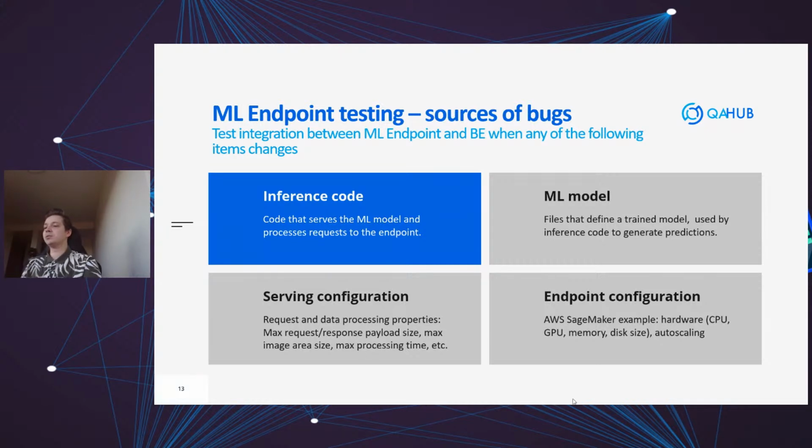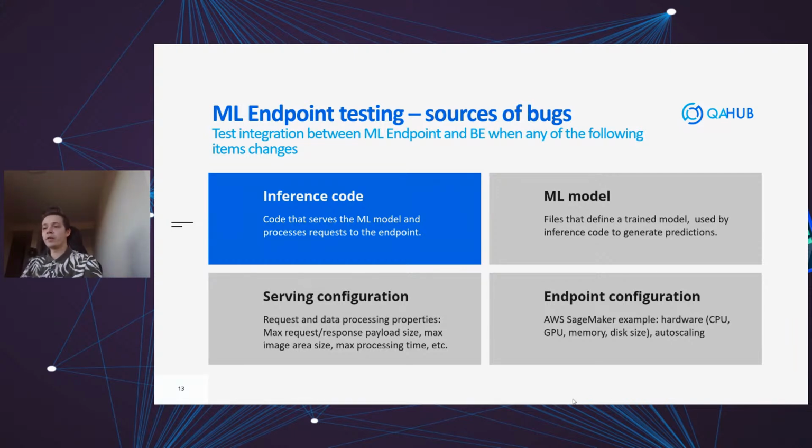Then we have the ML model itself. Remember, this is just a file or files that define a trained model. Inference code uses these files to generate predictions, and both components are required to predict something. So we need inference code plus trained model. That's why we have to make sure that code and model are compatible and they generate expected predictions, and simply that we deployed the expected correct versions of both these items.